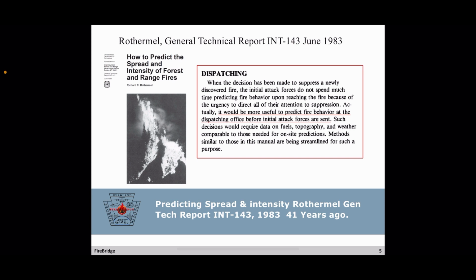Now, keep in mind, this was developed 41 years ago, but also where I've got this underlined here, he says, and I slightly disagree with this, but he says that it would be more useful to predict fire behavior at the dispatching office before initial attack forces are sent. I would tend to disagree with that, only from the standpoint that once you understand nomograms and you have your fuels techs and your fuels leader at your district office or your state office, they can take nomograms and they can look at those troubled areas.